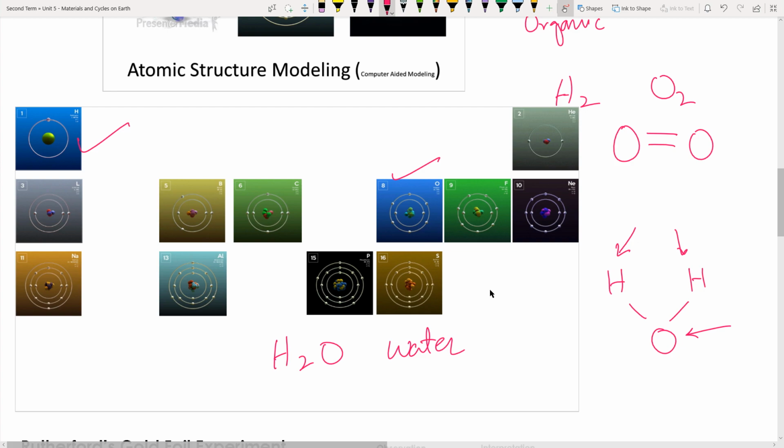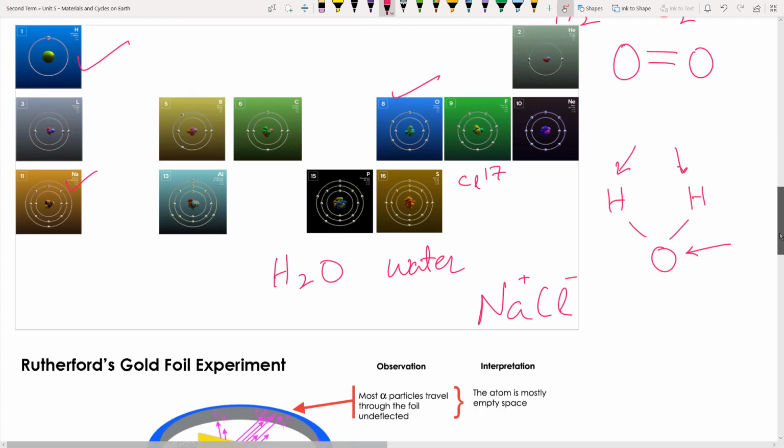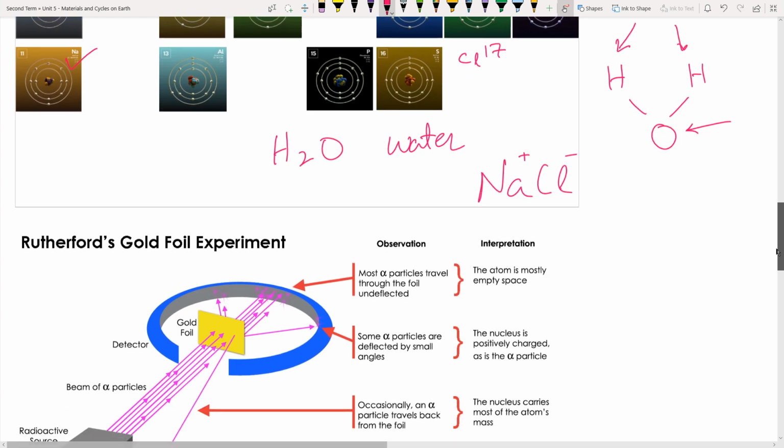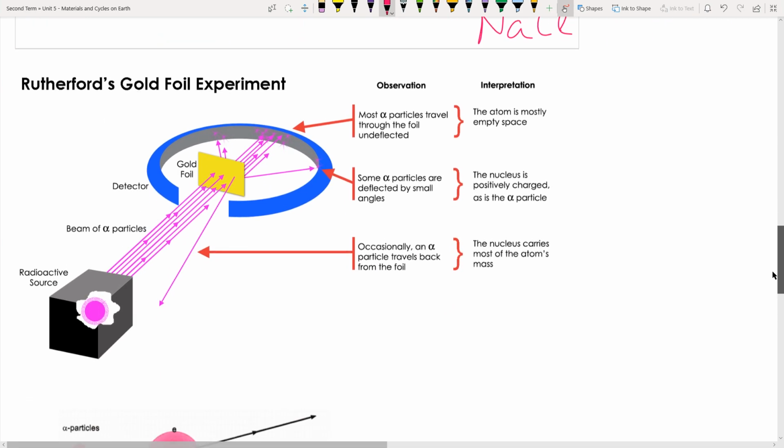chemicals. For example, we have sodium chloride. We have sodium from here, and chlorine, supposedly beneath the fluorine there's supposed to be chlorine here, chlorine 17. So NaCl is the common salt that we consume. It's Na positive and Cl negative. We'll talk about these in year 8, how these are there. But now let's talk about how these atoms were discovered.